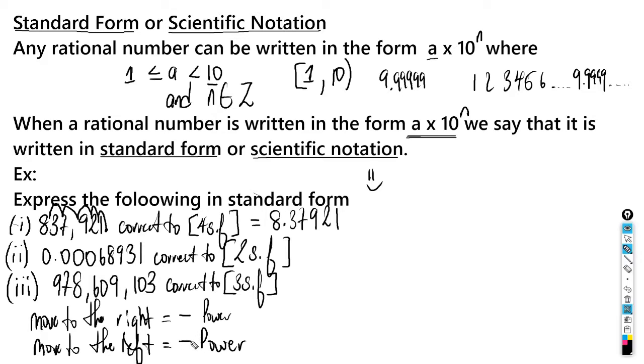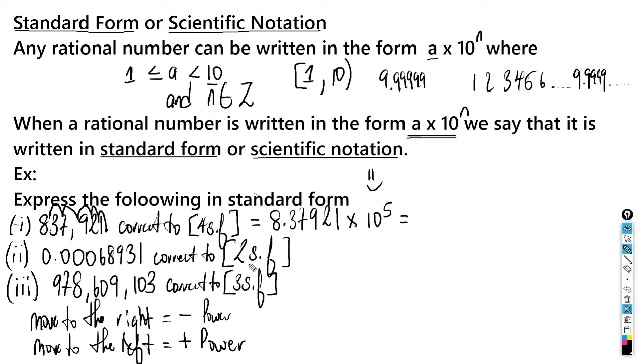All right, so back to it now. We'll move it 1, 2, 3, 4, 5 spaces to the left. So since we moved it 5 spaces to the left, it should be 8.37921 times 10 to the 5, right?